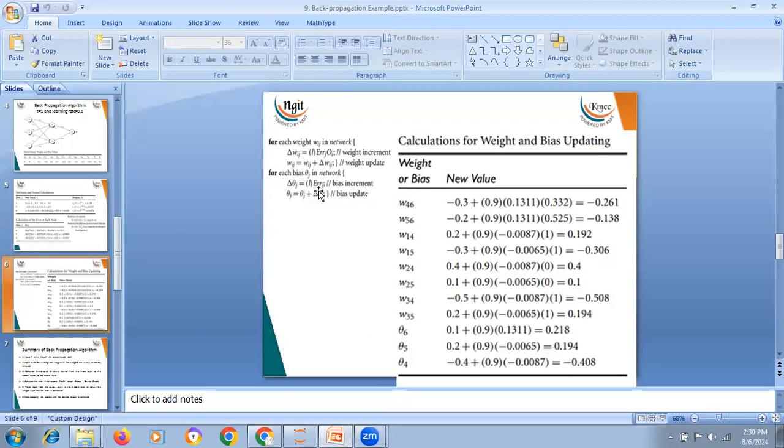In the same way for bias, you will multiply the learning rate with the error. But here, the output will not be multiplied, to get the bias increment. Then this bias increment will be added to the original bias and you will get the updated bias.